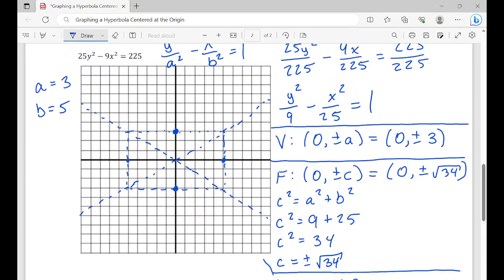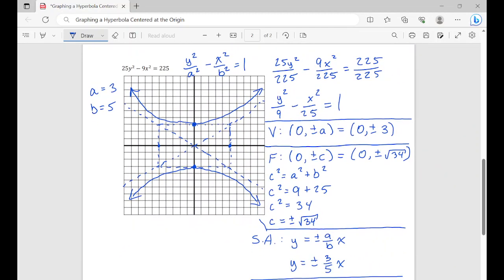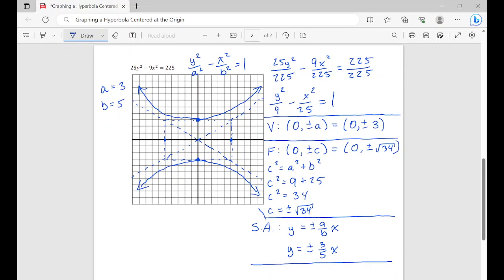So now I have my central box drawn in, my vertices plotted, my asymptotes done, and I know that my hyperbola is going to intersect the vertices here at plus or minus 3 on the y-axis. So it's going to look like this, again, not intersecting the asymptotes. It's okay. Then like so, and then finally like so. And here is the final graph for this hyperbola.